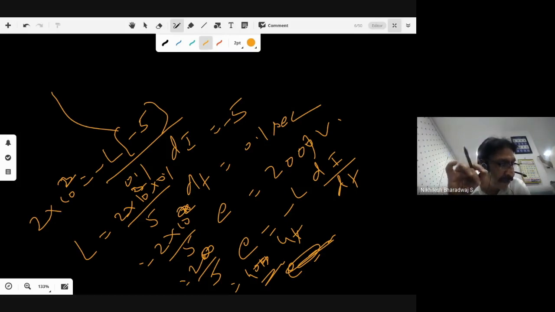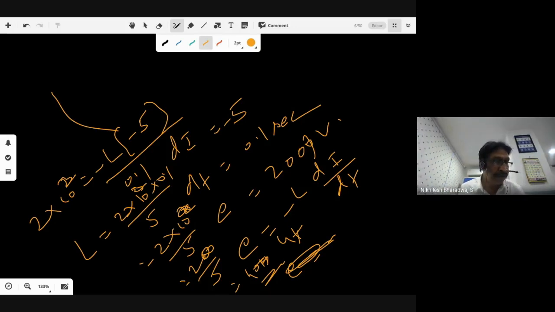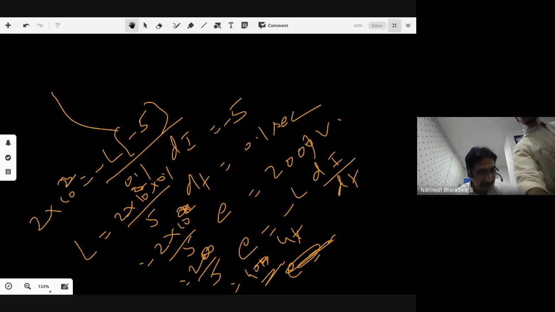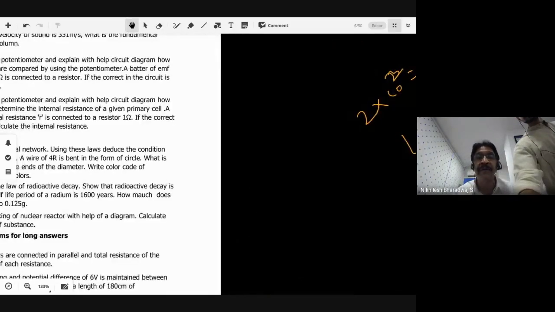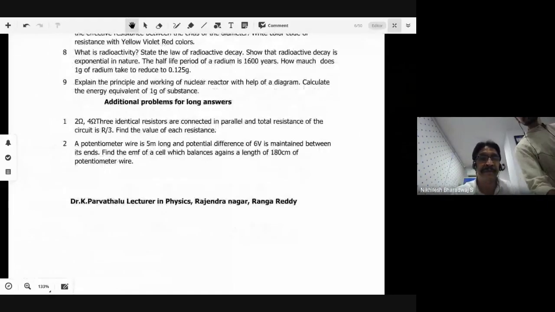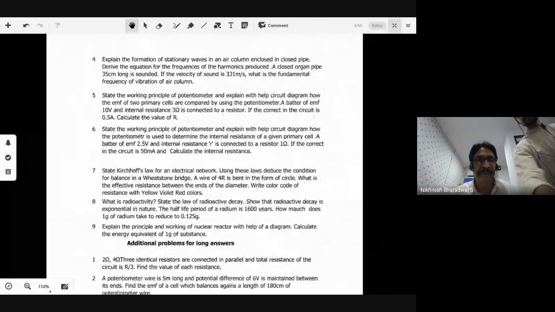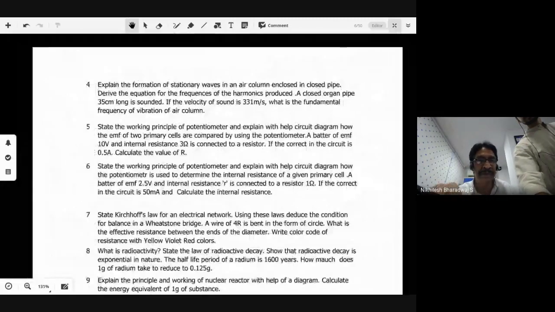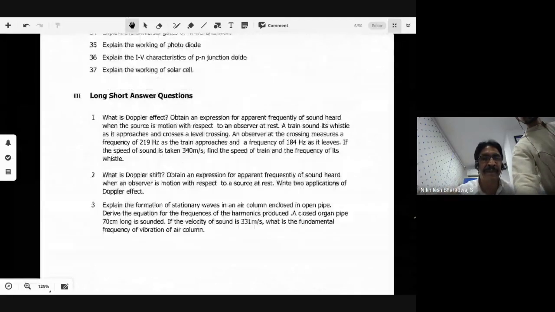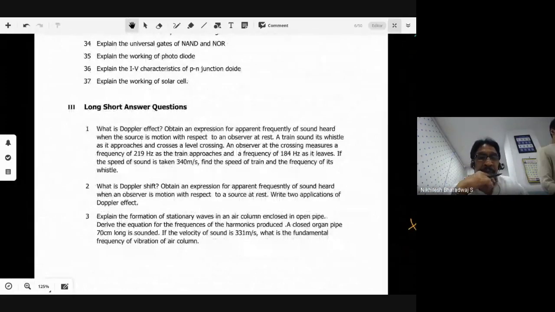Yesterday we discussed the gates also. Now straight away I'm coming to the long answer questions. In long answer questions, everybody knows what the Doppler effect is, and you have to see the derivation of the Doppler effect. Obtain an expression for the apparent frequency of sound heard when the source is in motion with respect to the observer.